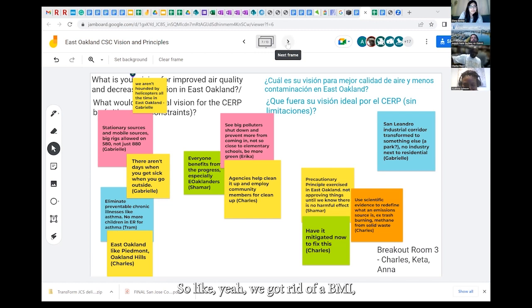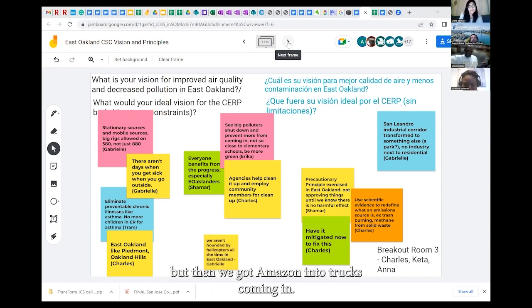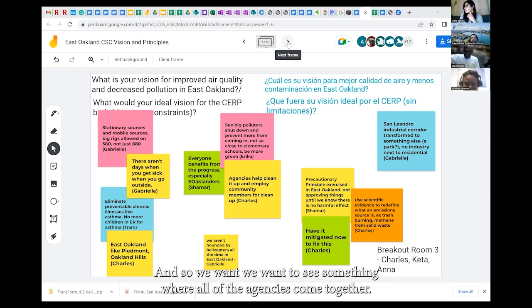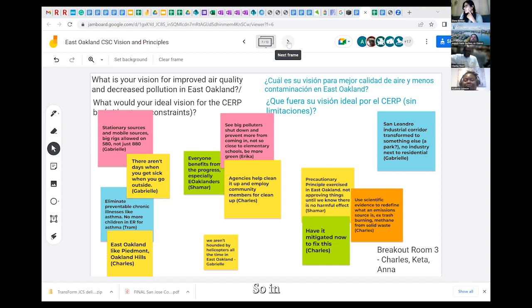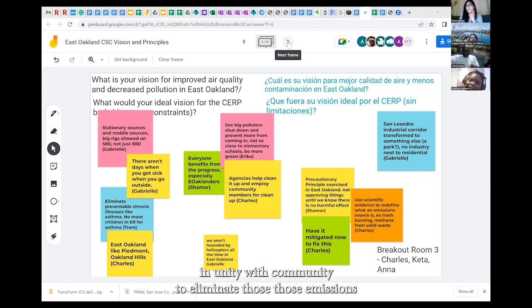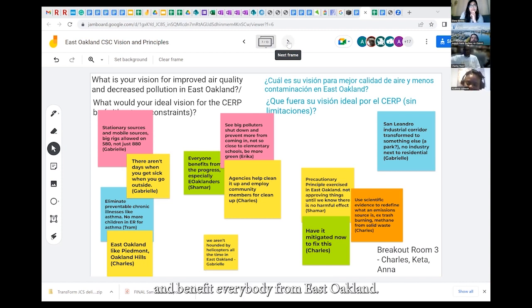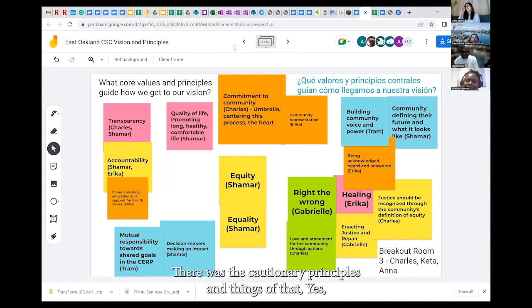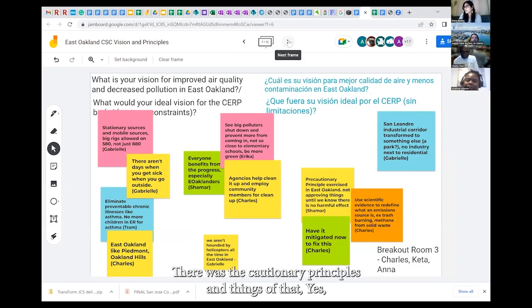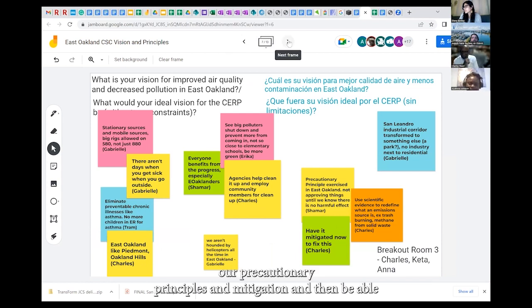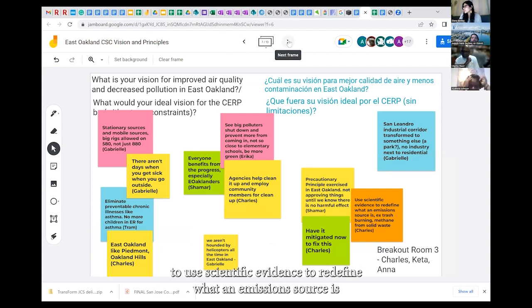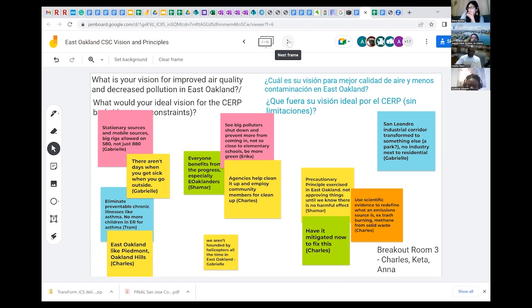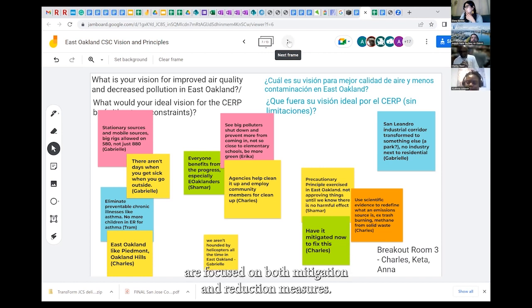Yeah, we got rid of AB&I, but dang, we got Amazon and the trucks coming in. So that's particulate matter flowing all through the city now. We want to see all of the agencies come together, in unity with community, to eliminate those emissions and benefit everybody in East Oakland. And then the most important part was the precautionary principles and mitigation, and to be able to use scientific evidence to redefine what an emission source is, and to make sure that we focus on both mitigation and reduction measures.